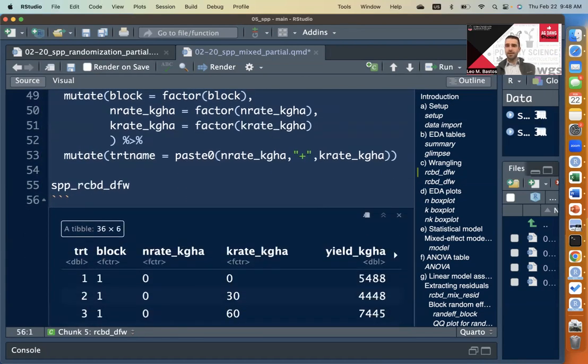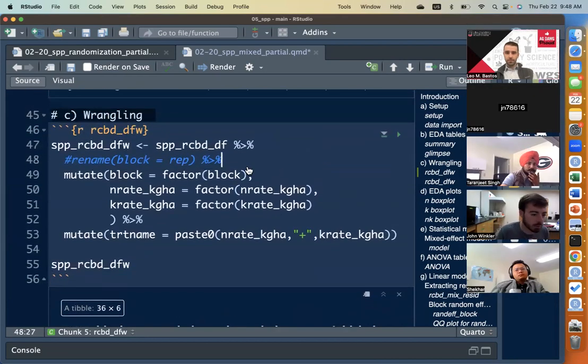Dr. Bastos, wouldn't we need it the other way around? Rep equals block, not block equals rep.